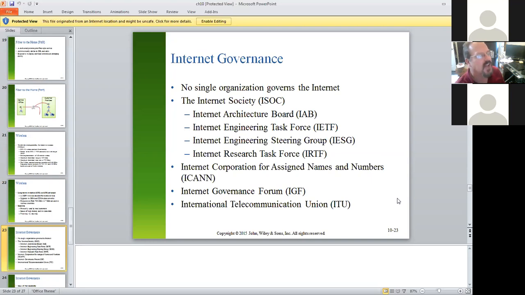The Internet Society. The Internet Society is made up of these subcommittees. The Internet Architecture Board, the Internet Engineering Task Force, the Internet Engineering Steering Group, the Internet Research Task Force. Each one of these committees is responsible for a particular part of the internet. Some of them are responsible for protocols. Some of them are responsible for how IP addresses are assigned. Some of them are responsible for how names are assigned. Some of them are responsible for domain disputes.